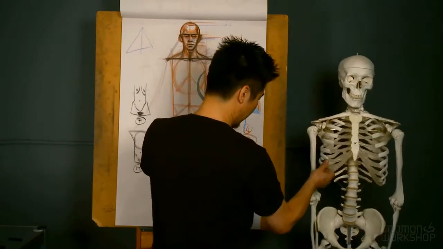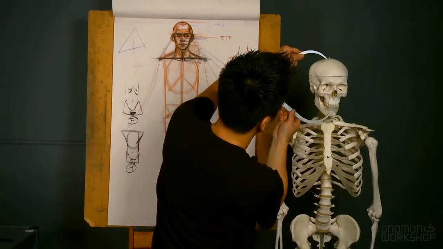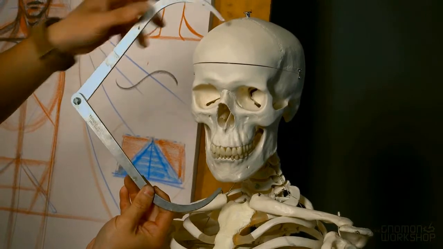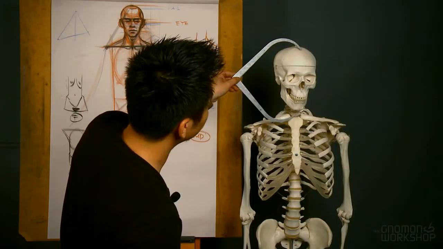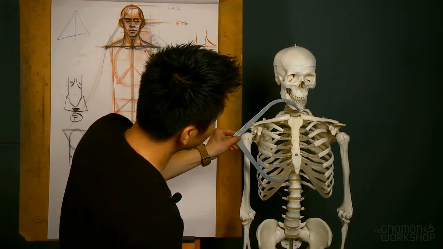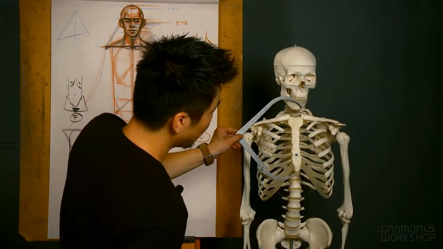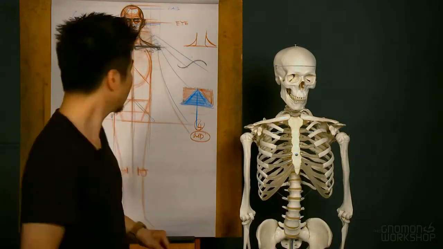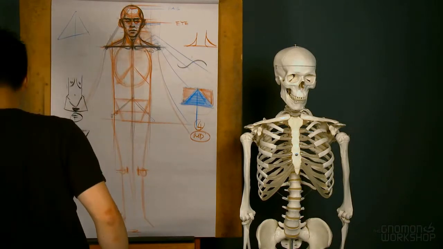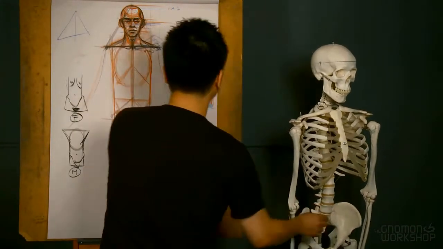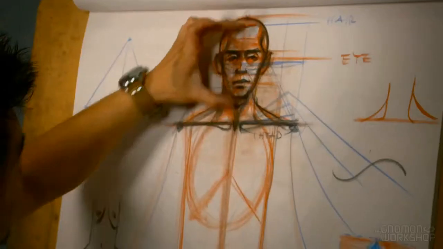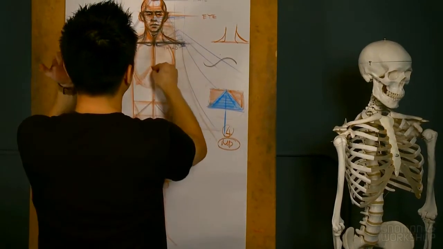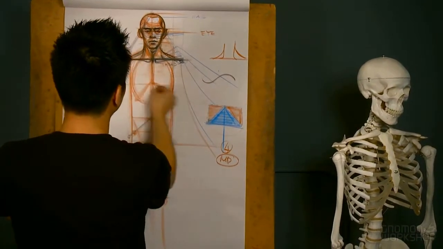Again, I'm going to use this caliper. So here's the top of the cranium to the chin, right here. As we know, one head down right here is going to be the end of the sternum, this piece right here. And that's also where the chest line is. One head down, right at the end of the sternum. That's the chest line, so I'm going to mark right here.